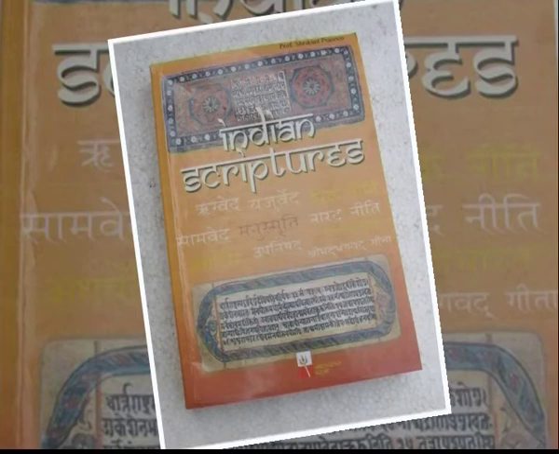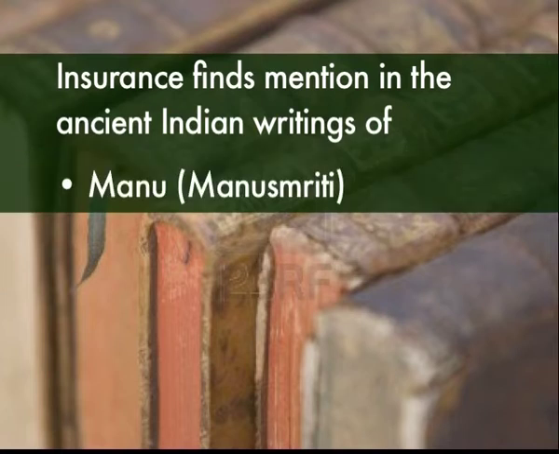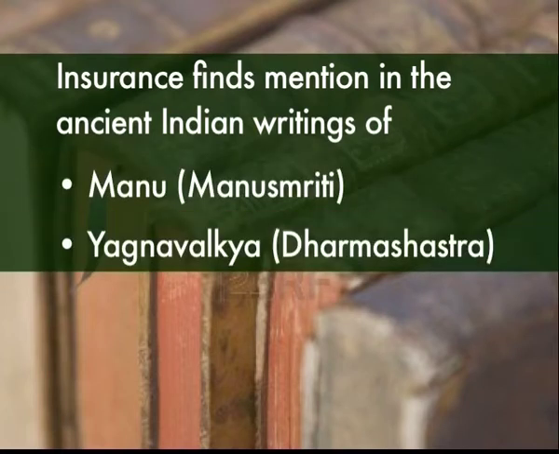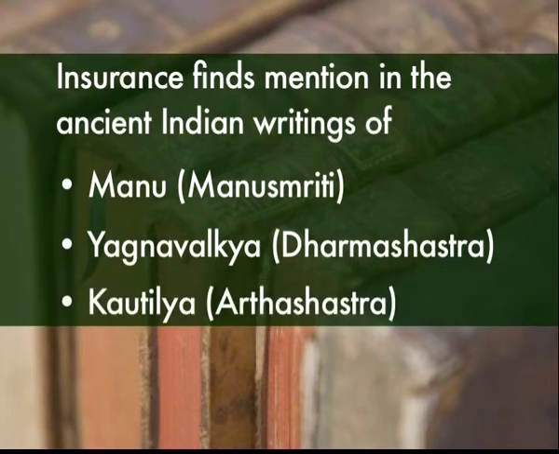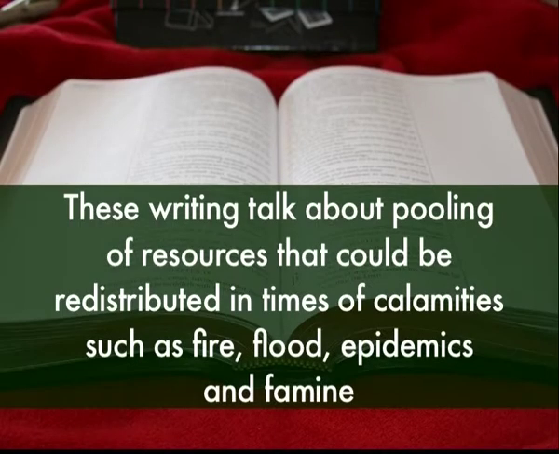In India, insurance has a deep-rooted history. It finds mention in the writings of Manu, Manusmriti, Yajnavalkya, Dharmashastra, and Kautilya, Arthashastra. The writings talk about pooling of resources that could be redistributed in times of calamities such as fire, flood, epidemics, and famine.